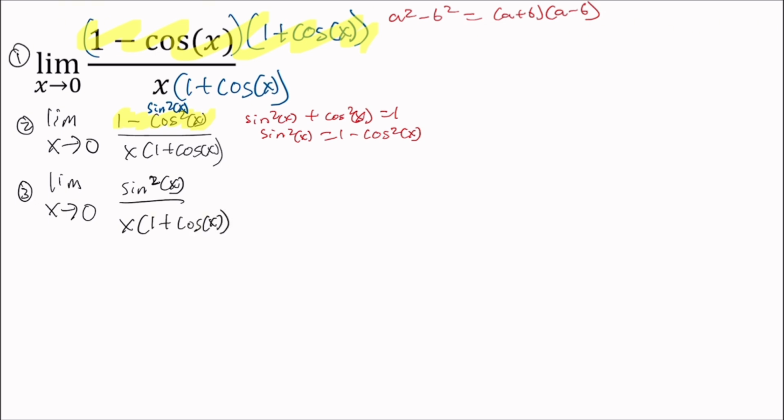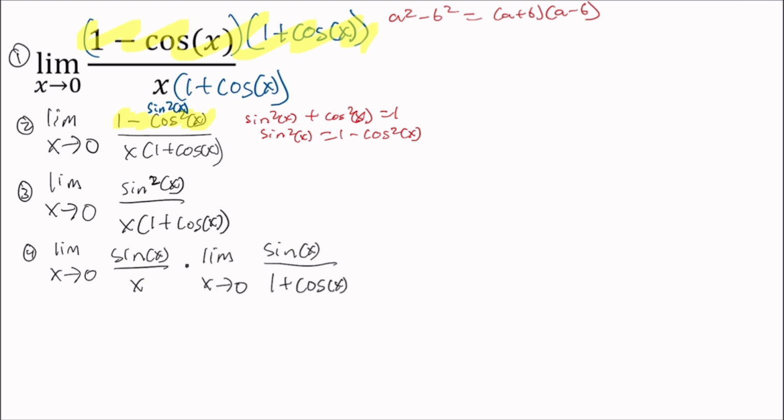So the fourth step here is to use our properties of limits, and we can split this up into the limit as x approaches 0 of sine of x over x, times the limit as x approaches 0 of sine of x divided by (1 plus cosine of x).